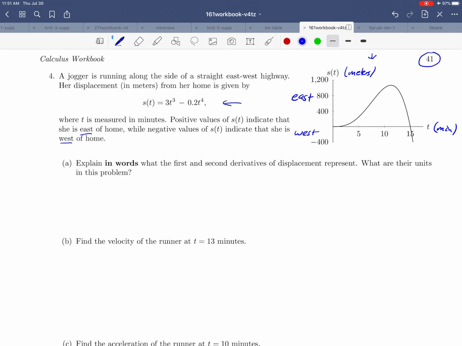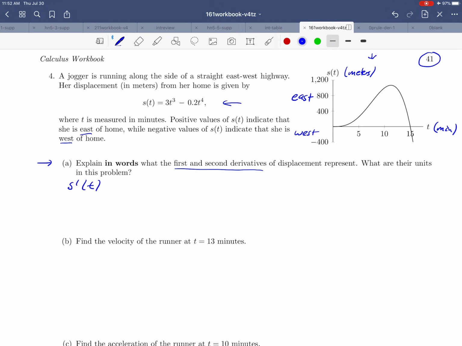Okay, so let's get started. Part A asks us to explain in words what the first and the second derivatives of our function mean. This is an opportunity to think back to some of the interpretations of derivatives that we talked about earlier. Let's start with the first derivative. Graphically, the first derivative is about finding the slope of a tangent line. To explain this, a good first step would be to think about units. What would the units of the first derivative be?